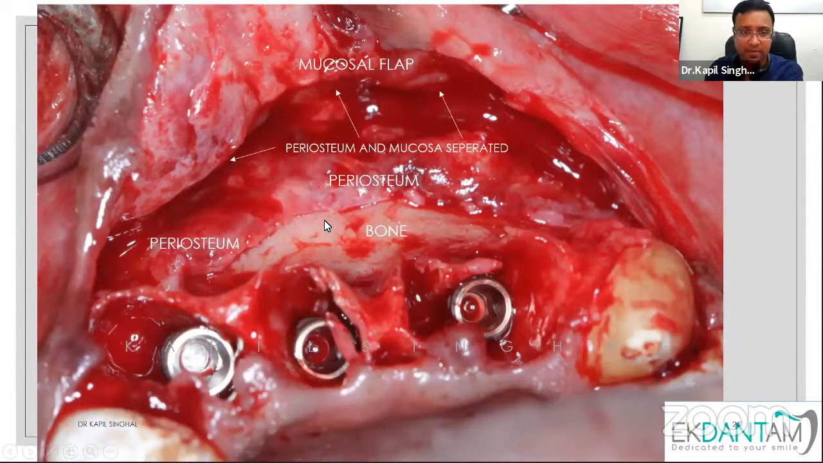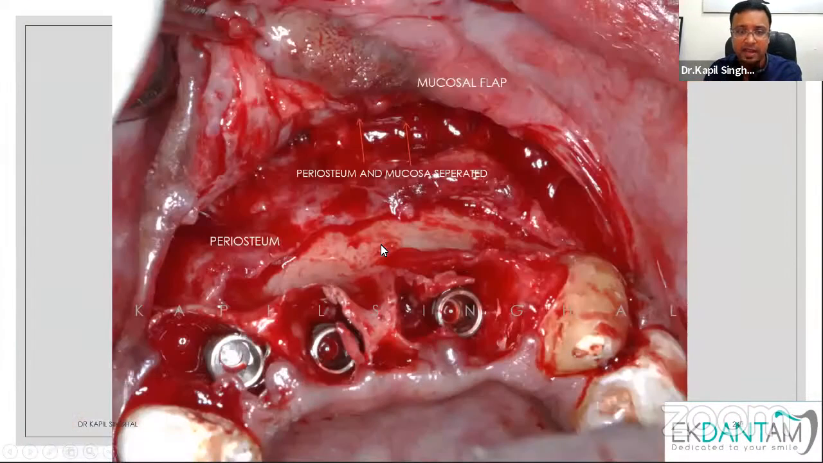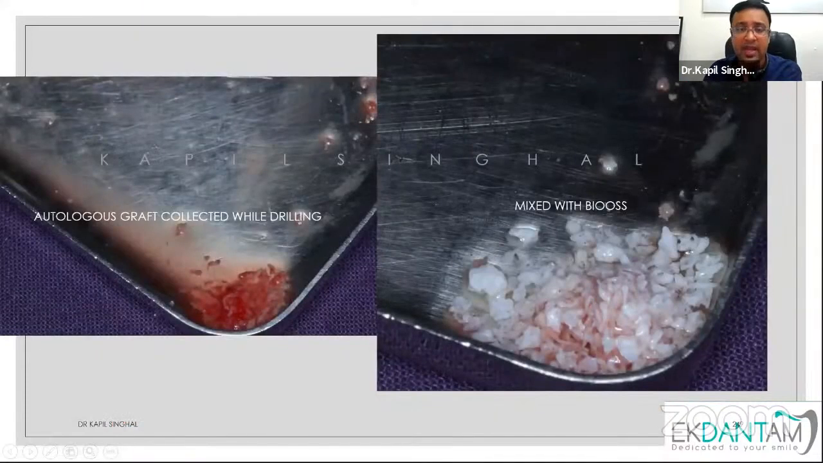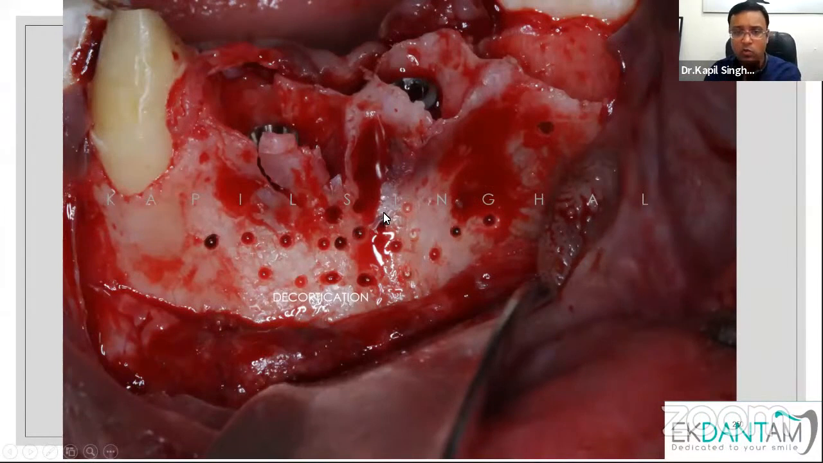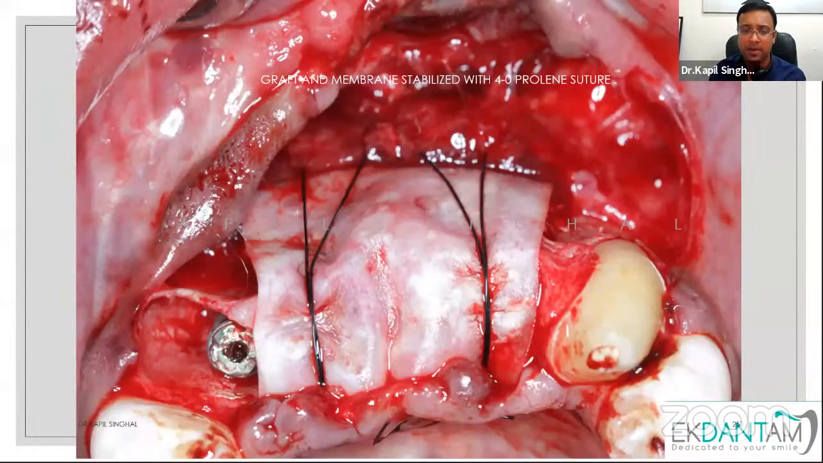See in this diagram, I have named it also. The mucosa and the periosteum are separated, and you can see the bone also. Now we'll graft this site. So I collected autologous bone while drilling, and I mixed it with a xenograft. I created some bleeding channels with a round bur, did some decortication, and I placed my graft and secured my collagen membrane.